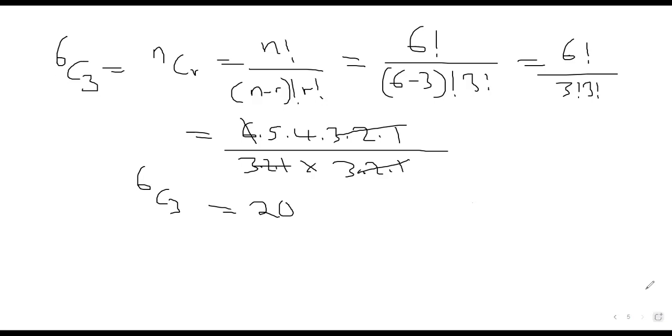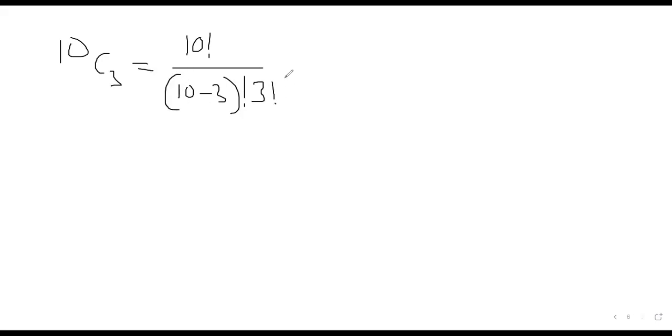So let's try to find 10 combination 3. Who wants to try from the formula? What are we going to have on top? 10 factorial, then down, 10 minus 3 factorial, then the 3 factorial. So this will be 10 factorial over 7 factorial, 3 factorial.